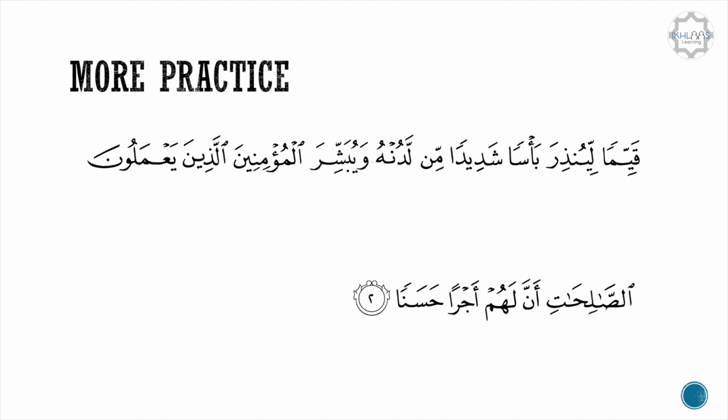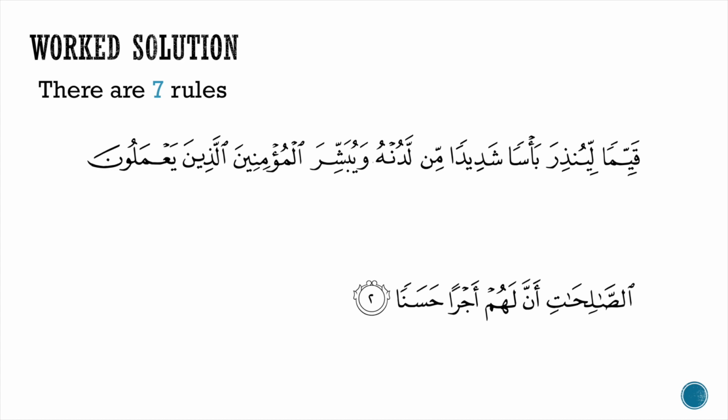Now let's do some more practicing. So look at the verse below. There are 7 rules in this verse. So if we go across, we can see that there's a Tanween followed by the letter Lam, which means it is a rule of Idgham without Gunna. If we go across, there is a Noon Sakina followed by the letter Dhal, which shows that it is light Ikfa. There is a Tanween followed by the letter Sheen, which shows that it is light Ikfa.